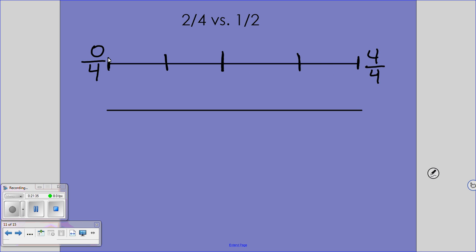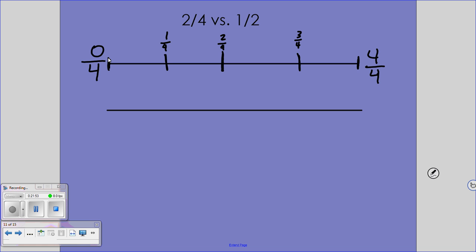I'm going to label them. This is 1/4. What's after 1/4? 2/4. 3/4. 4/4. Perfect. All right, I have my top number line done. What about my bottom number line?